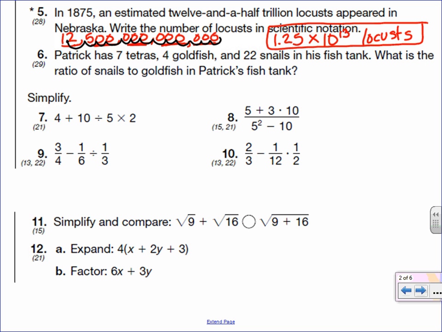Patrick has 7 tetras, 4 goldfish, and 22 snails in his fish tank. What is the ratio of snails to goldfish in Patrick's tank? So we find the number of snails, which is 22, to number of goldfish, which is 4, and then we reduce that fraction. Both of them are even, so we can divide by 2 on top and bottom. And we get 11 to 2. So the ratio of snails to goldfish in his tank is 11 to 2.